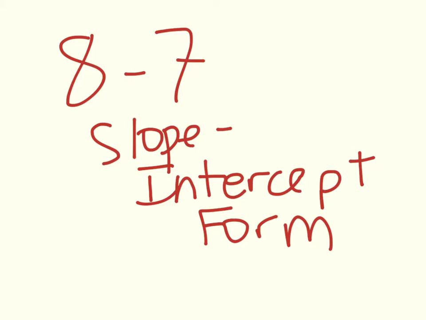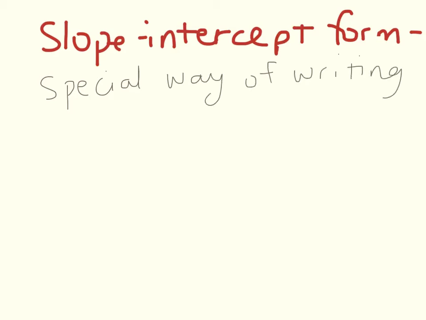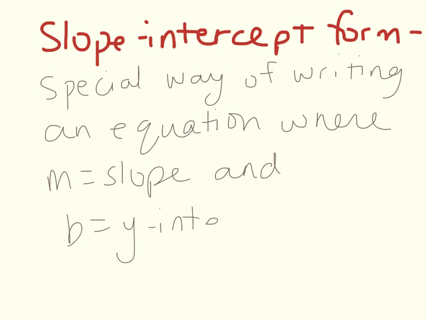Chapter 8, Lesson 7, Slope-Intercept Form. Alright, so slope-intercept form is just a special way of writing an equation where m equals slope and b equals y-intercept.